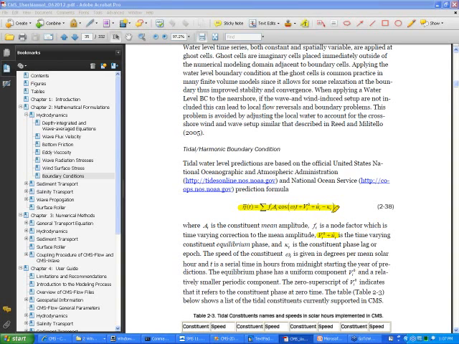When you apply a harmonic boundary condition, it's assumed that it's just an idealized case, and maybe your reference time is not meaningful. It's just a hypothetical case, so it doesn't apply those correction factors. Is this clear to everybody? Okay.